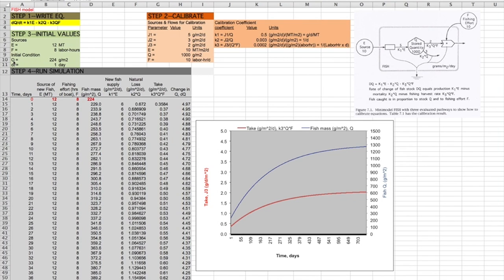We always need an initial value for our storages. In this case, we have one storage Q, and its initial value in this case is 224 grams.